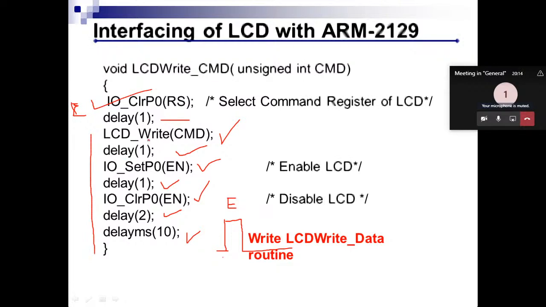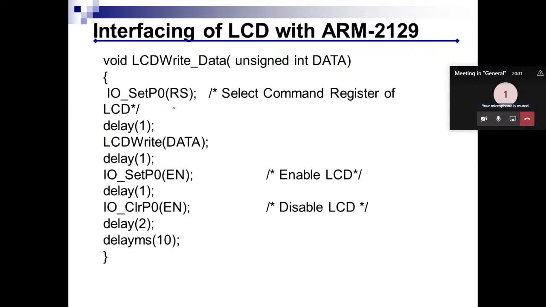In a data routine, all these things remain the same. Only one modification is that while sending the data to the LCD, we make RS equal to 1 instead of RS equal to 0. So instead of clearing that pin, we will set this pin. That is the only difference from the command routine. Everything else will remain the same.